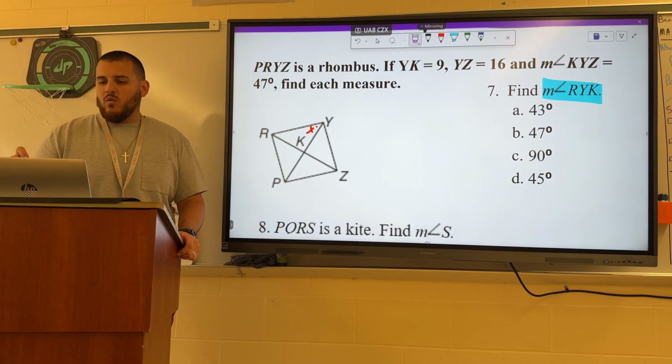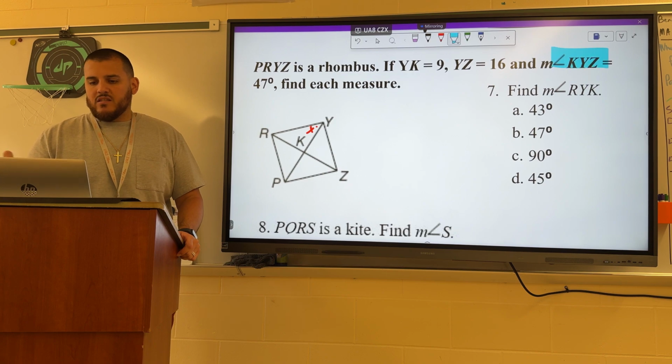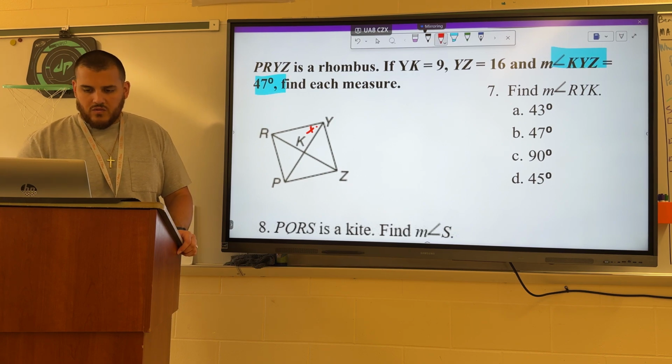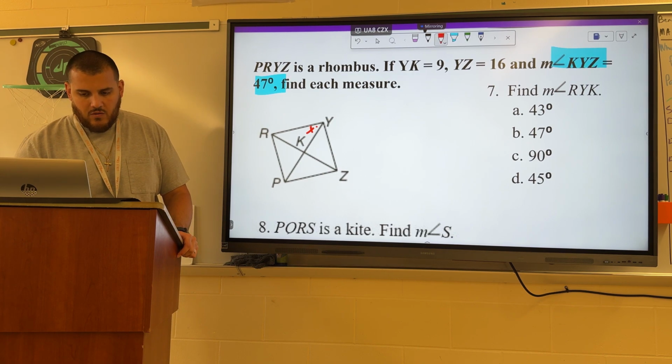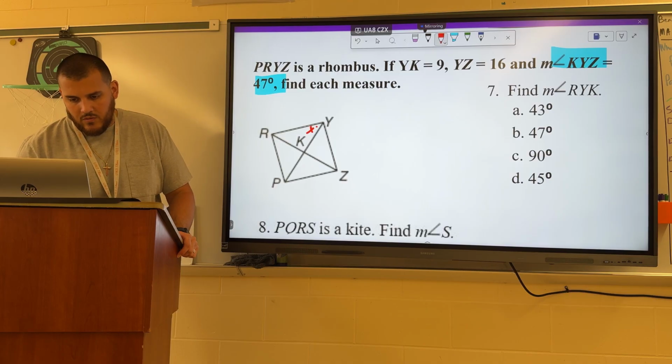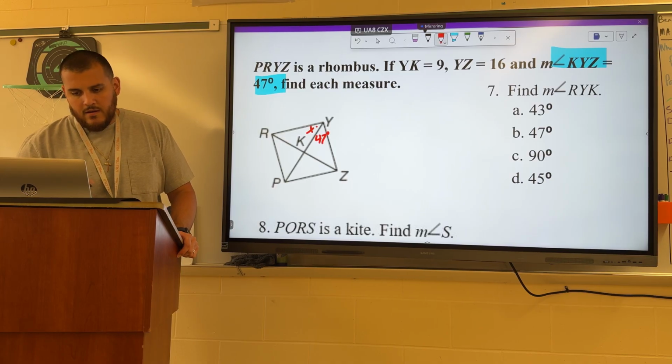We're told KYZ is 47 degrees. That must be useful. That's another angle measure. Let me find KYZ. Okay, that's this angle right here. It's 47 degrees. So I'm going to go ahead and update that. Put a little 47 degrees there in that corner.